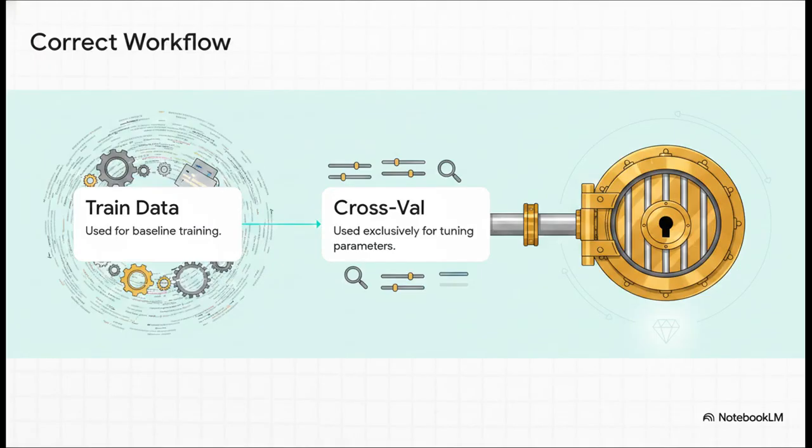To build a safe, production-grade pipeline, you need strict, absolute separation. You train on your train set. You use your cross-validation folds exclusively for tuning your parameters. And your held-out test set? That is kept locked in a vault, used only one single time for your final performance check.